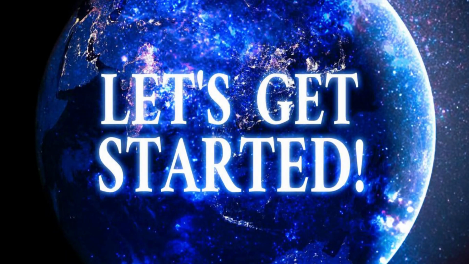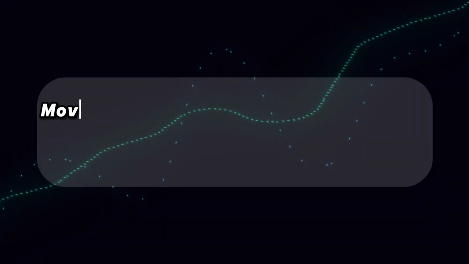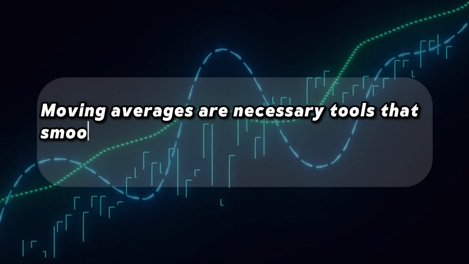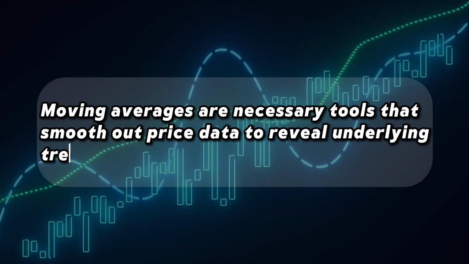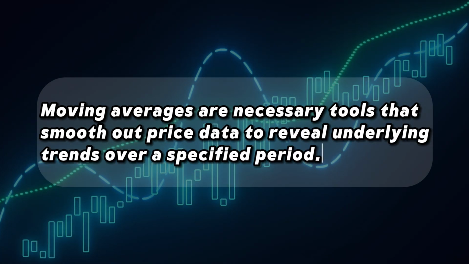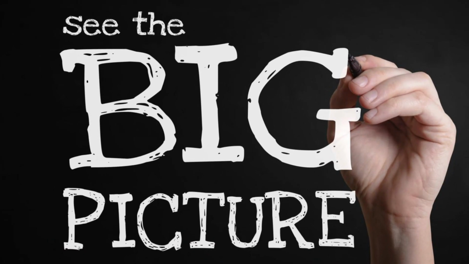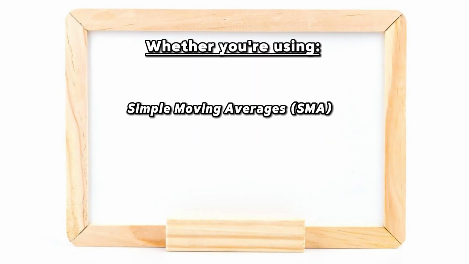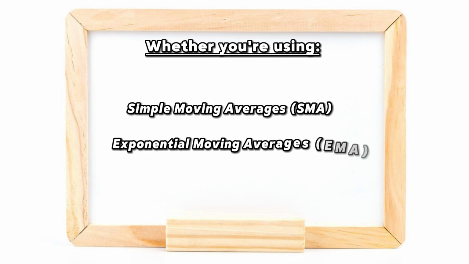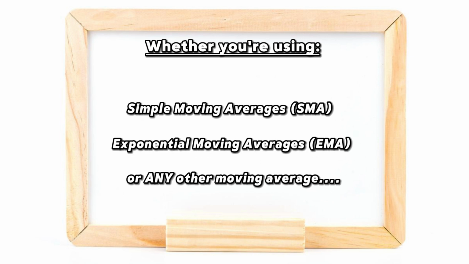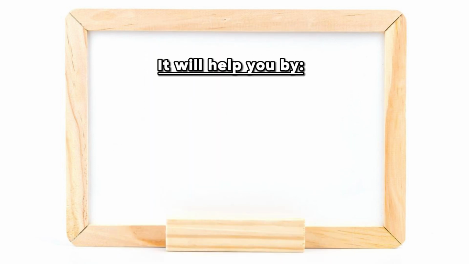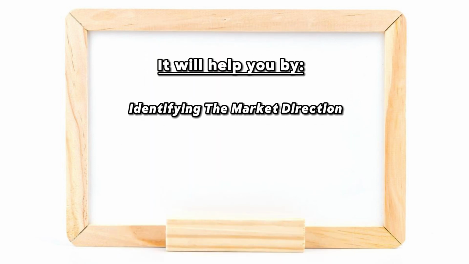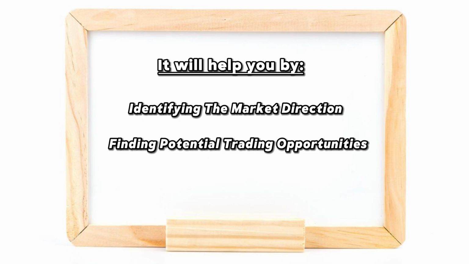Now, let's uncover the secrets of moving averages. Moving averages are essential tools that smooth out price data to reveal underlying trends over a specified period. Think of them as a pair of glasses that help you see the bigger picture. Whether you're using simple moving averages (SMA), exponential moving averages (EMA), or any other variation, these dynamic indicators offer invaluable insights into market direction and potential trading opportunities.